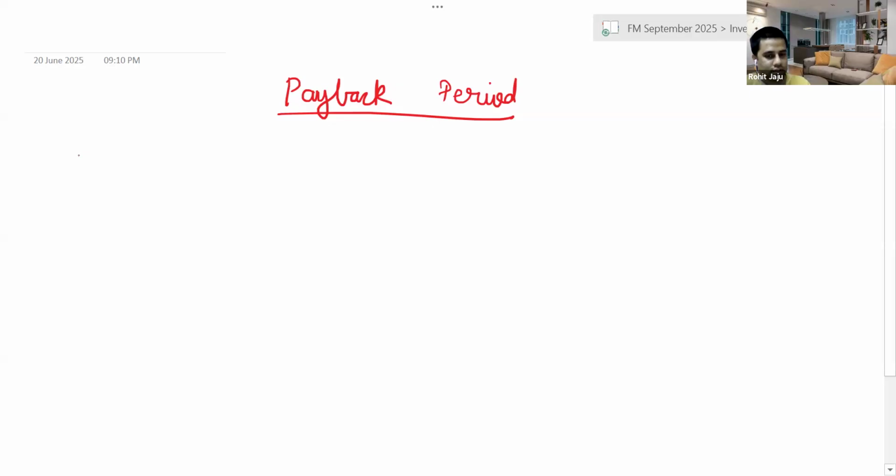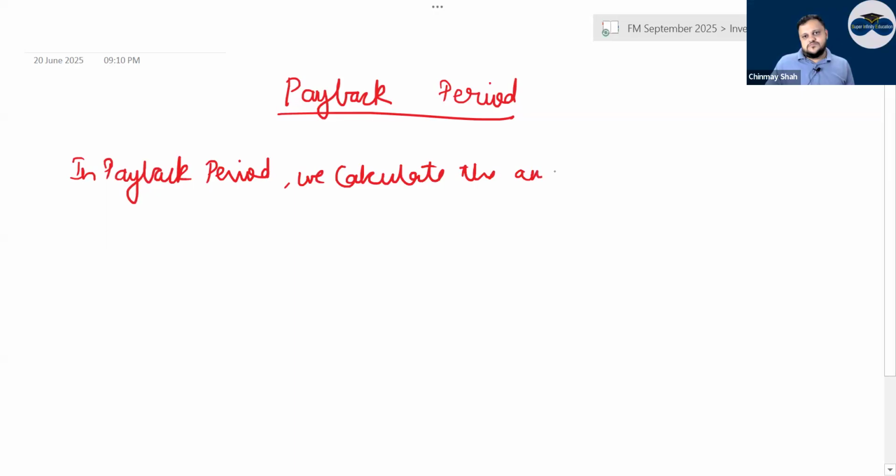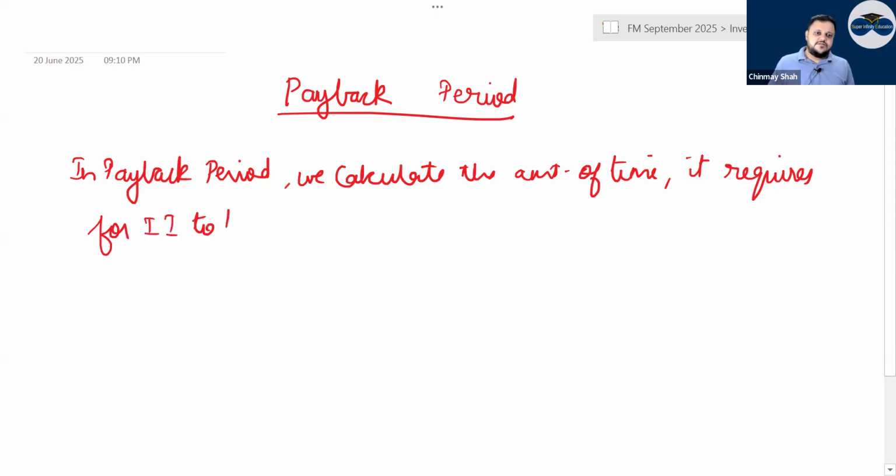Right? Okay, come to payback period. In payback period, we calculate the amount of time it requires for the initial investment to be received back.